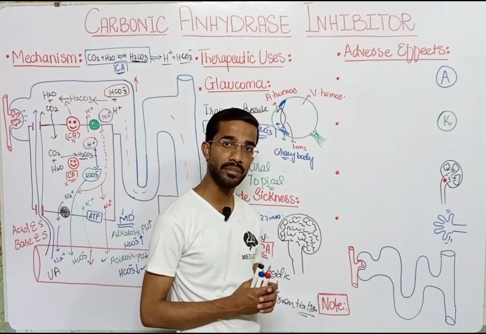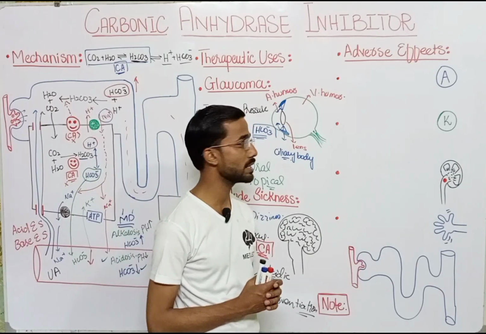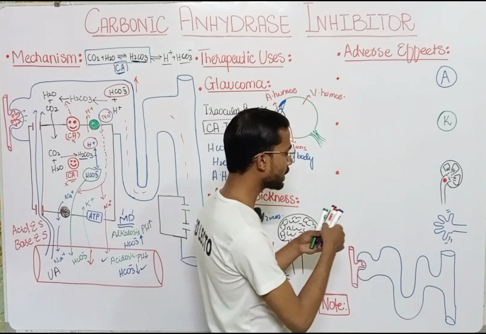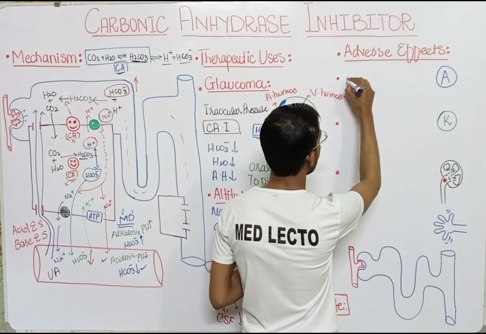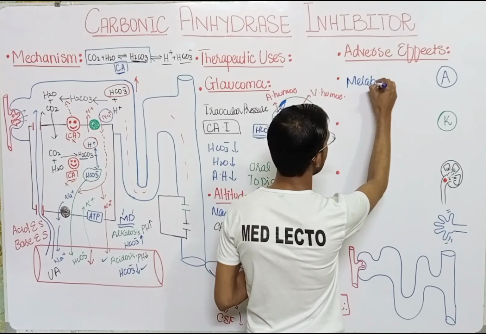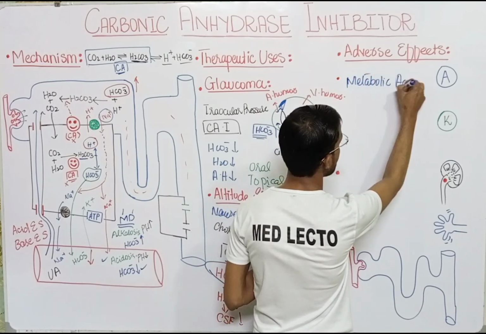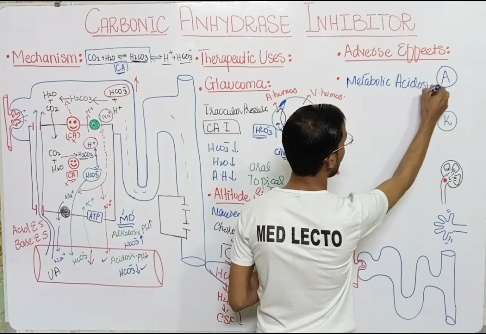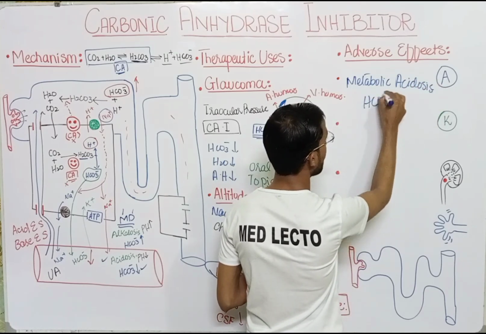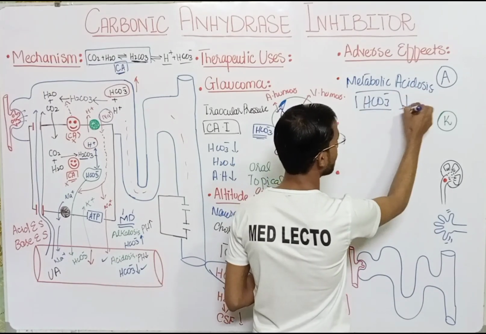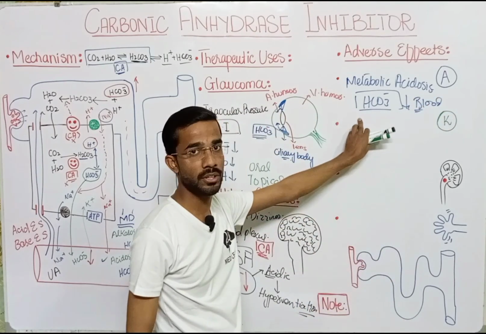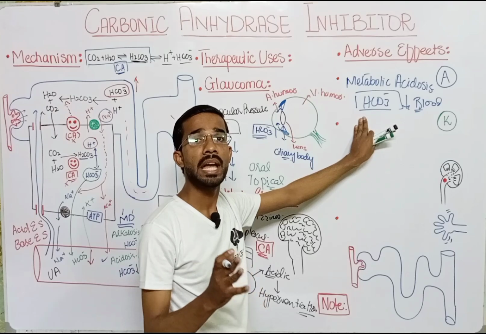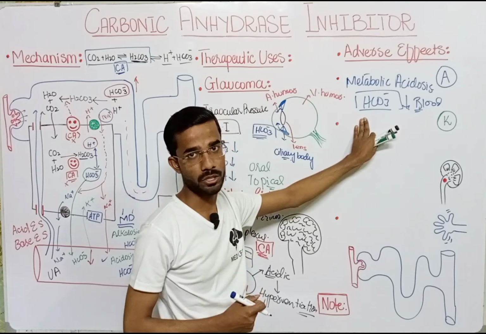Last, we will discuss the adverse effects of the carbonic anhydrase inhibitors. So the important thing, as we have discussed, is that we see metabolic acidosis. Why? Because HCO3 bicarbonate ion concentration decreases in the blood. So if the bicarbonate ion concentration decreases, then it goes toward an acidic condition, and that is acidosis.